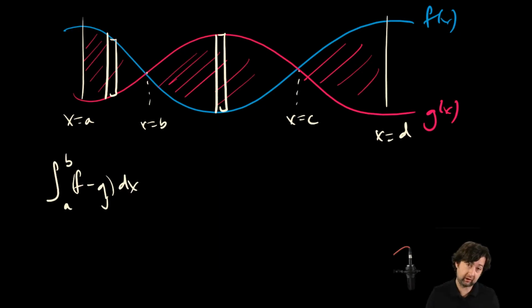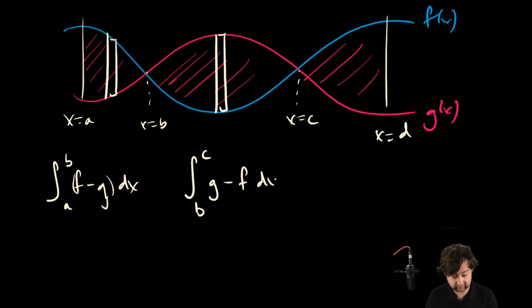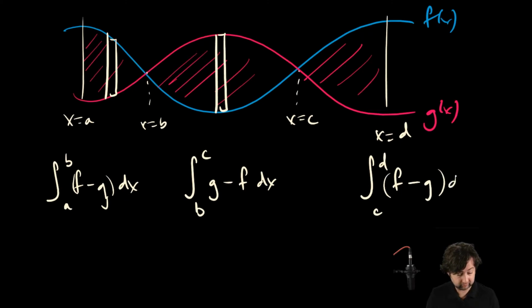The second region, again, g is always on top and f is always on bottom. So this is going to be the integral from b to c of g minus f dx. And for the third region, f is back on top. So its area is going to be the integral from c to d of f minus g dx. And the area of the whole thing is the area of the three pieces added together.